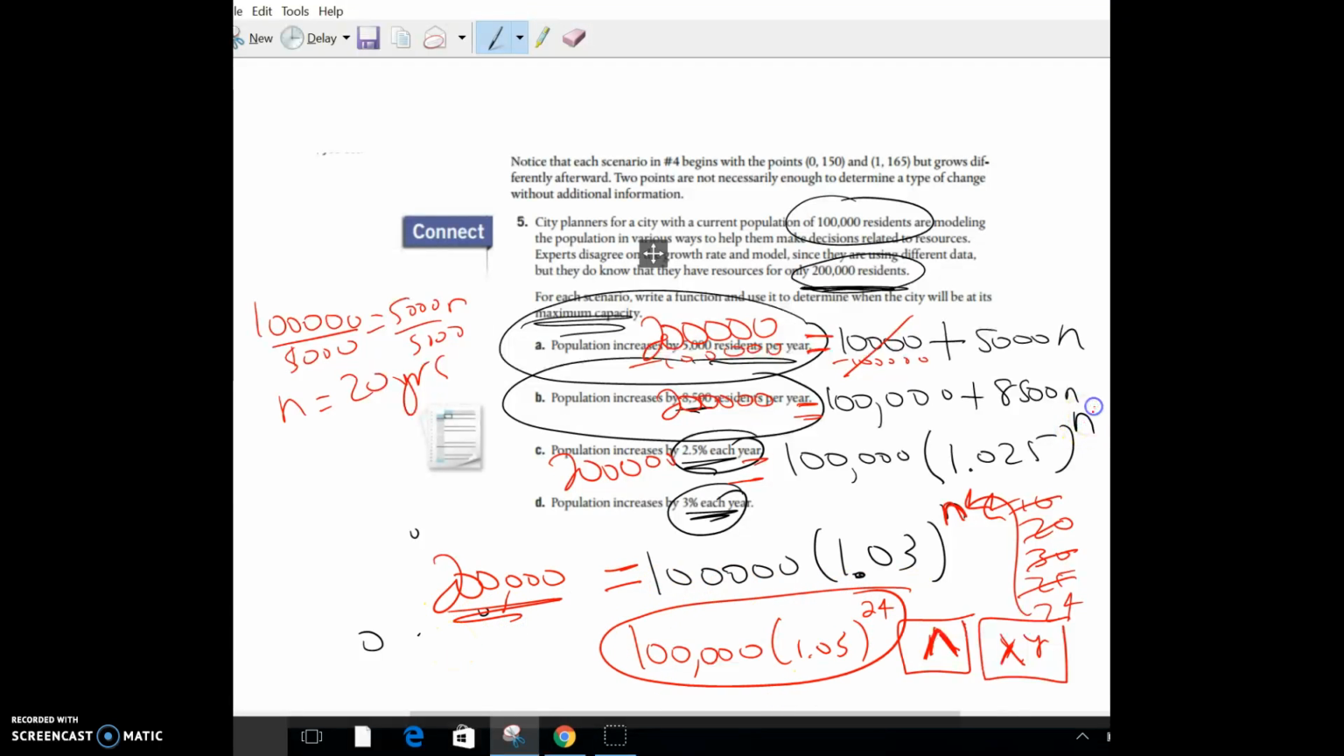So here you just keep guessing over and over again until you get it. And I think that one ends up being an answer of 29 years. This one, you don't have to guess. You can subtract and divide. And that one, I think, ends up being 12 years.